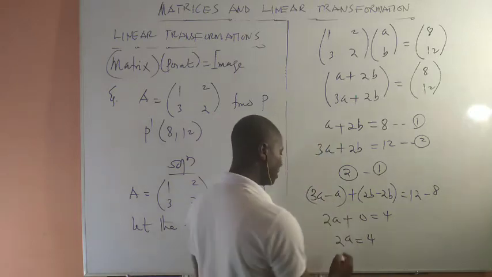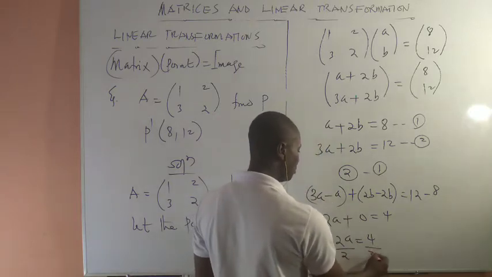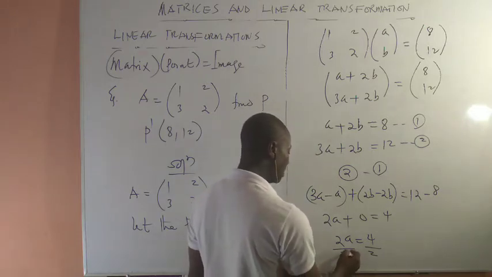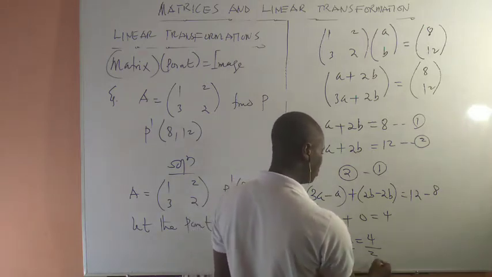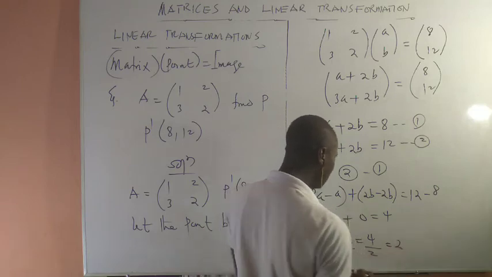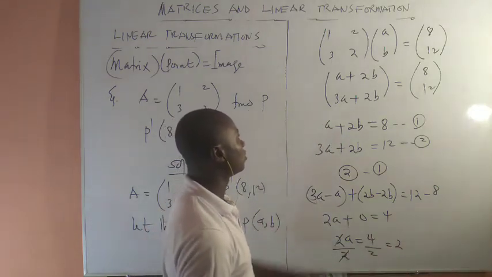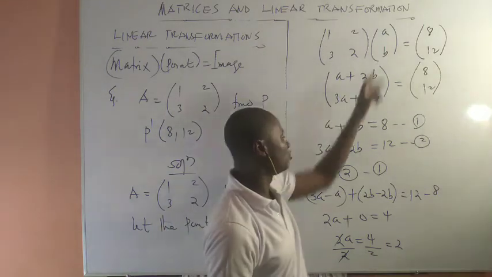In making A the subject, you divide through by 2. That's the coefficient of the variable, the A term. And then this is gone. 4 divided by 2 will give us 2. So the value of A is 2. But we are not done yet because the point is A and B. So we are left with B.